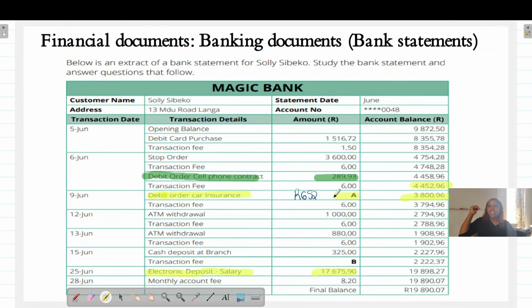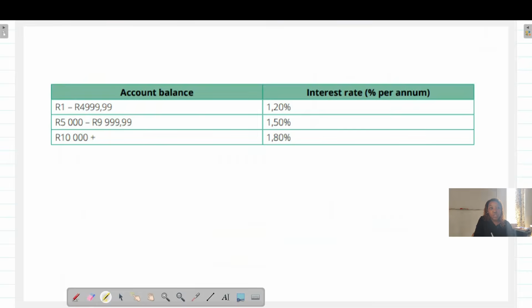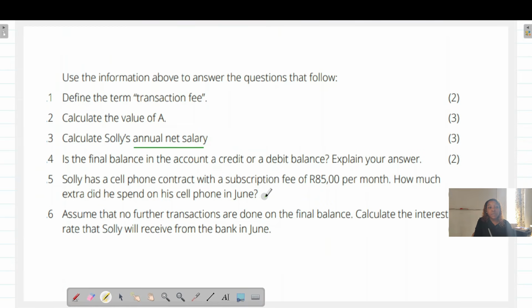That means that he spent a lot on airtime. That is why the cell phone contract basically deducted more from his account instead of that 85 Rand. So now that is where we get to this question. Solly has a cell phone contract with a subscription fee of 85 Rand per month. How much extra did he spend on his cell phone in June? Then here it becomes super easy, right? We just take the 289 Rand and 93 cents and subtract the 85 Rand that he's supposed to pay.